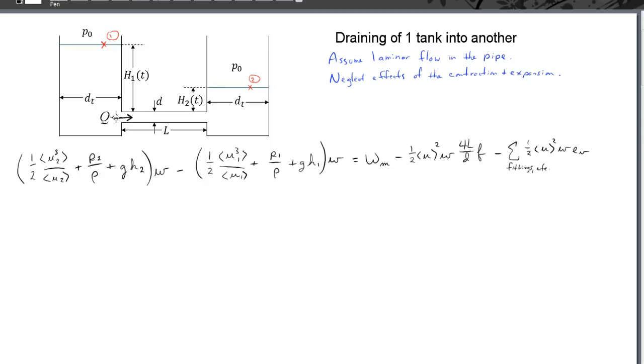So here's the inlet from tank 1 to the pipe where we have a sudden contraction, and we have a sudden expansion at the outlet of the pipe into tank 2. So neglect those effects as well, because that will allow us to get a simplified expression for the velocity from this equation.